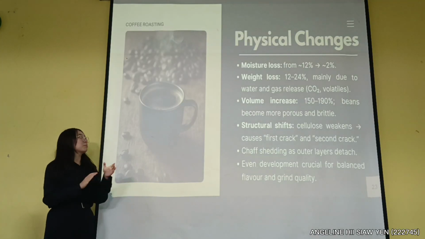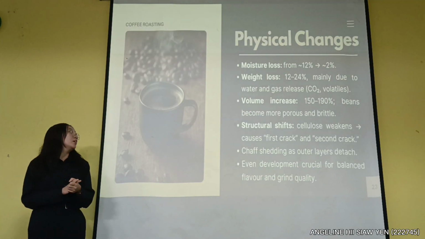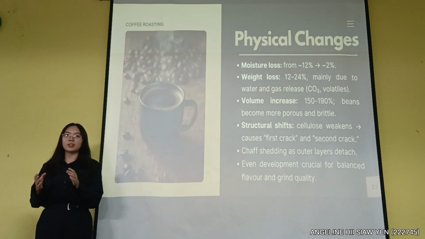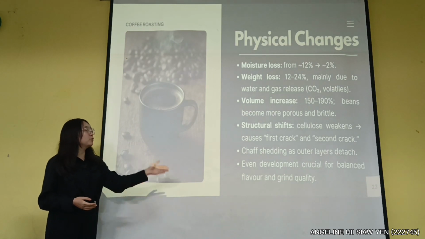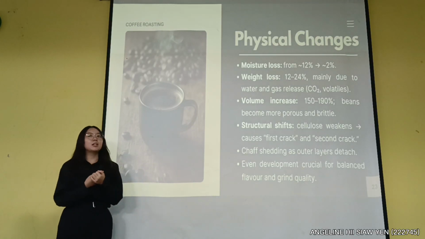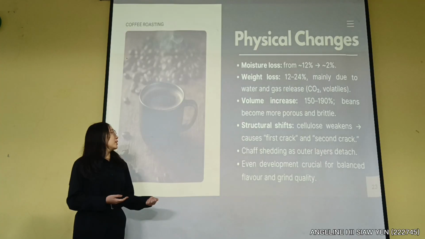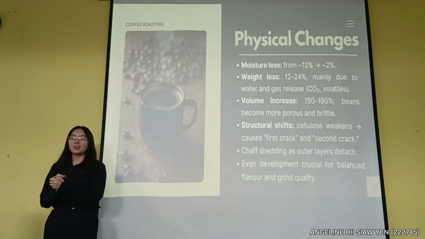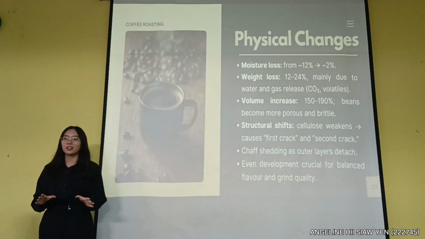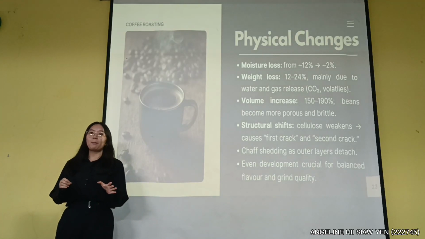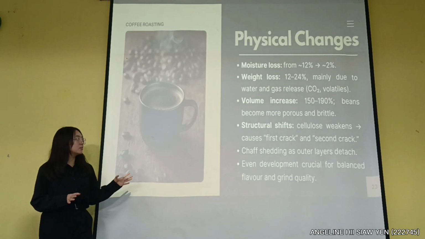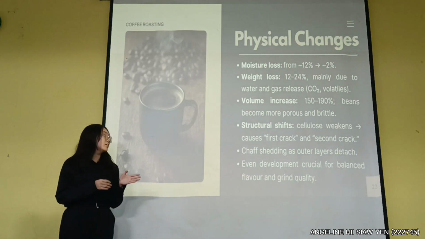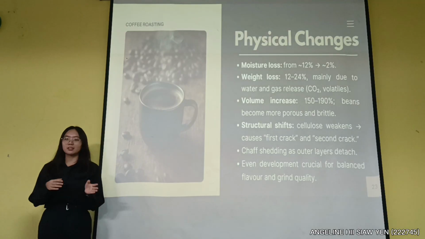And now, here is something that people usually do not expect. During roasting, like I said just now, coffee beans can expand up to double their size. But they actually lose 12 to 24% of their weight, mainly because of the water and gases released. And they become more porous and brittle. Then comes one of my favorite moments in roasting, which is the first crack. It sounds like popcorn popping. This is because the bean bursts through its structure, and this signals the roast has entered a light stage.